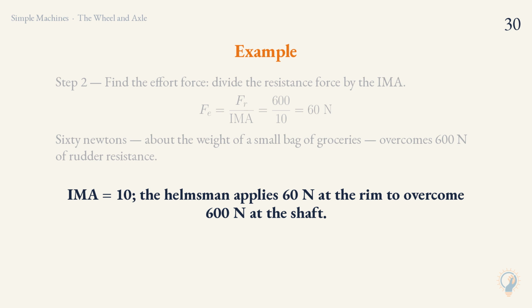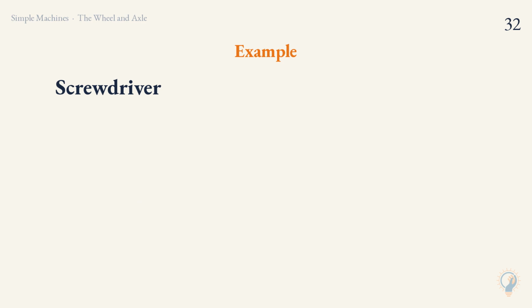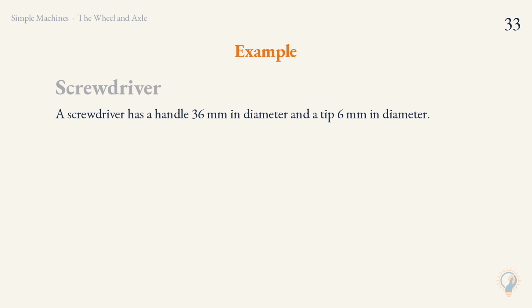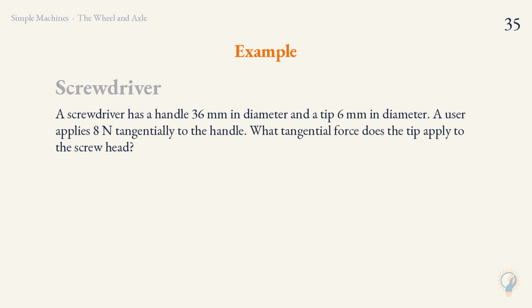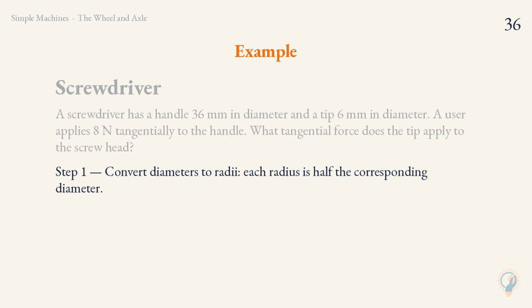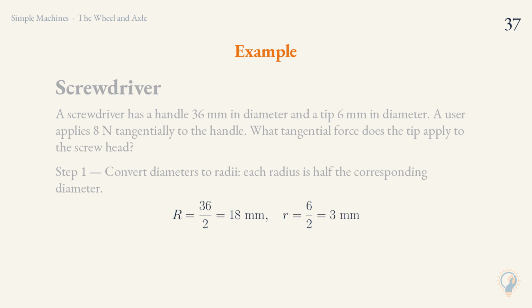Screwdriver. A screwdriver has a handle 36 mm in diameter and a tip 6 mm in diameter. A user applies 8 newtons tangentially to the handle. What tangential force does the tip apply to the screw head? Step 1. Convert diameters to radii. Each radius is half the corresponding diameter. Capital R equals 36 divided by 2 equals 18 millimeters. Lowercase r equals 6 divided by 2 equals 3 millimeters.